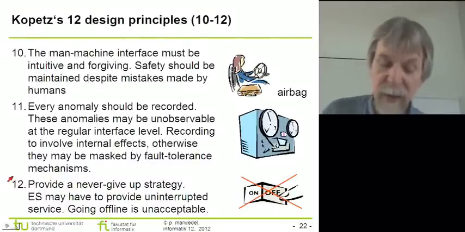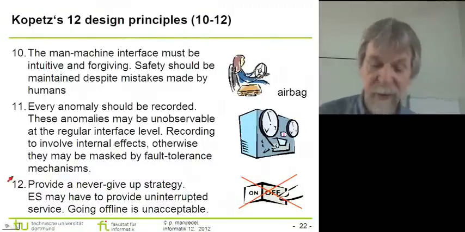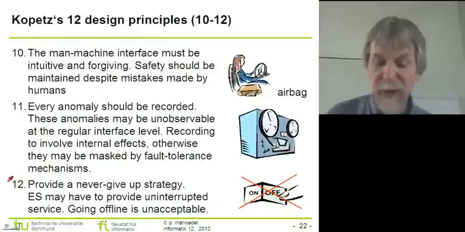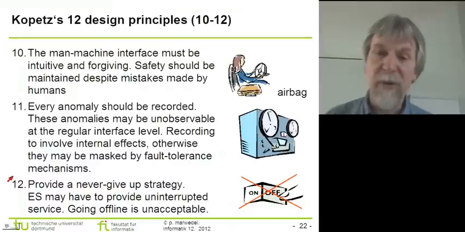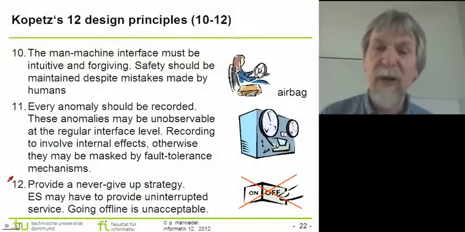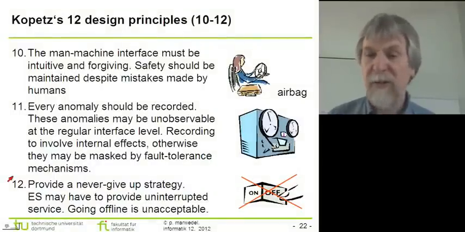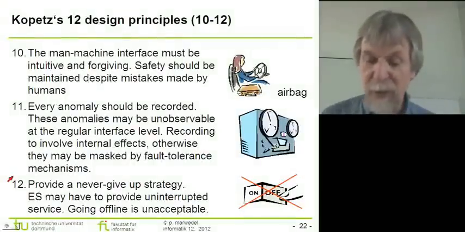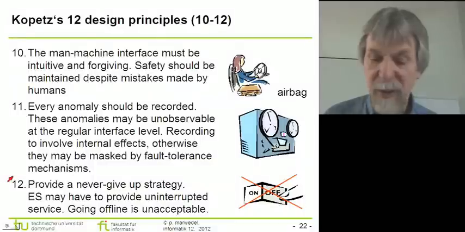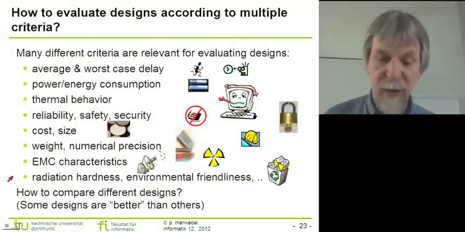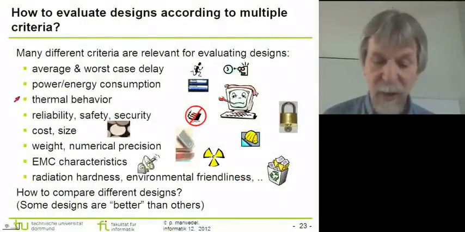And finally, these safety critical systems should provide a never give up strategy. That means even if the systems come to the conclusion that something is wrong, they should still not just shut themselves down, but they should try to provide functionality as long as possible by any means.